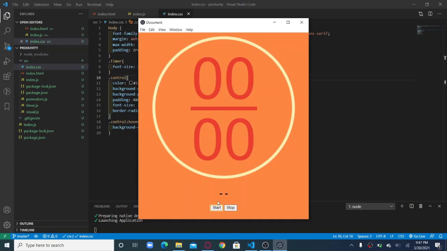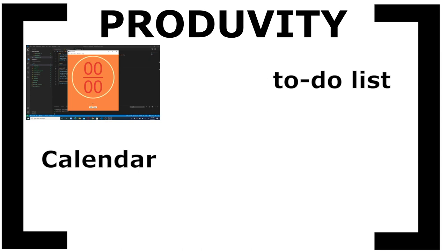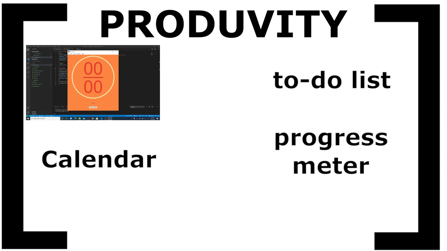I wanted to introduce a bigger project I'm working on, which is a productivity app called Produvity. And this timer is just one part of it. Other features I want to implement include a calendar to set when and what to work on, a to-do list where you can set all work that needs to be completed, a progress meter to see how productive you have been, and much more.